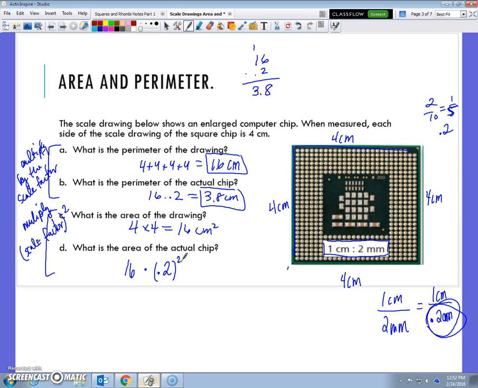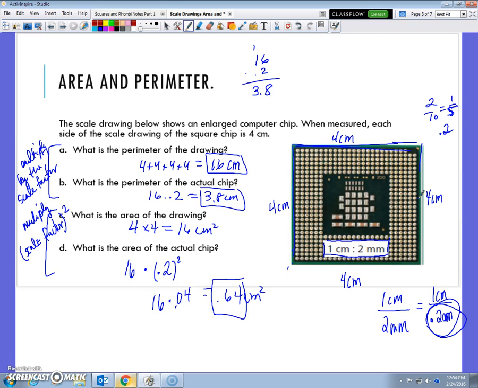So for the area, we're going to actually have to take 16 times that 0.2 squared. So we're going to take 16 times 0.04. And 16 times 0.04 is 0.64. So the area is much smaller than the drawing, and I need to label that centimeters squared. Remember, this drawing is bigger than the actual computer chip, so it should be getting smaller by quite a bit.